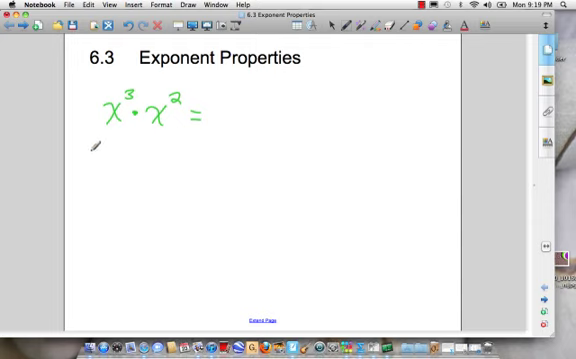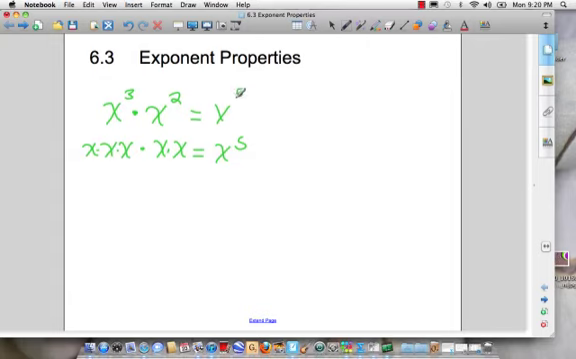Well, first I'm going to think about what x cubed means. It means x times x times x. And the x squared, well, the exponent's 2, so that means x times x, and you're being asked to multiply them. So if you look now at what you've got, 3 x's from the x cubed and 2 x's from the x squared. Altogether, you have 5 x's.